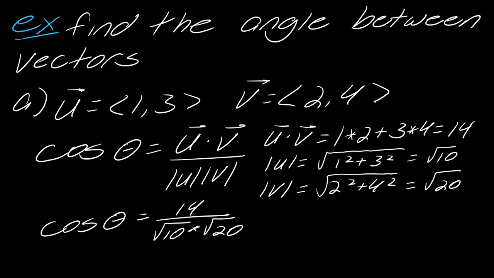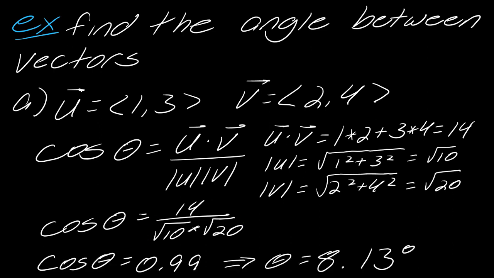Now, if you are entering this verbatim into your calculator, I should mention that when you enter this in, don't make the rookie mistake of forgetting the parentheses on the denominator. Otherwise, your calculator will misinterpret that. So just a heads up there. If you do that, you get cosine of theta equals 0.99. Then I take inverse cosine to get that the angle will be 8.13.